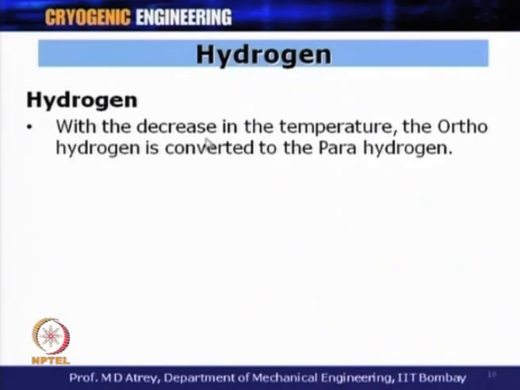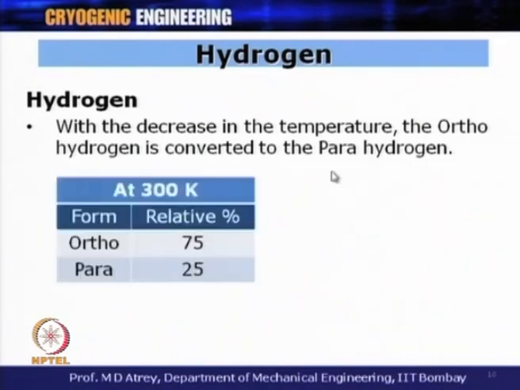And here, when we start lowering the temperature or when we start liquefying the gas, basically I want to reach down to 20 Kelvin from room temperature, what will happen? Orthohydrogen will get converted to para-hydrogen. And how does that happen? What are the percentages of ortho and para? At 300 Kelvin, I got 75% ortho and 25% para.